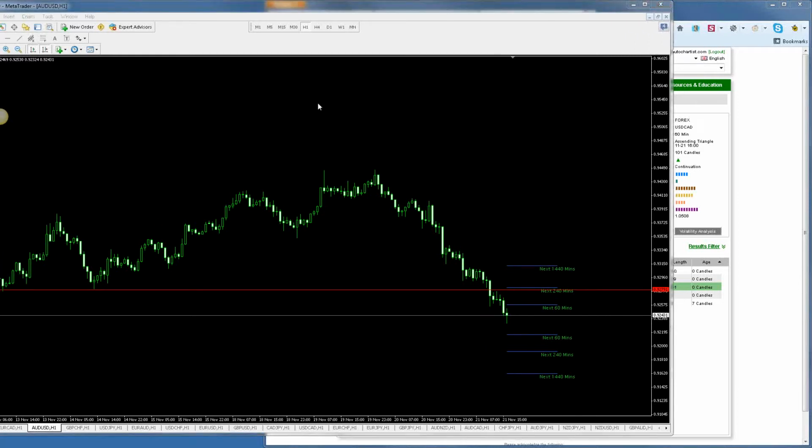sorry, let me just see this, okay. First of all, how do you get this analysis onto your screen? So I opened up this chart, it's the AUD/USD, 1 hour, and you can see the analysis here. On the right hand side you see these lines where it tells you where price is expected to move in the next 60 minutes. It can either move up there or down there, to the next 240 minutes, and down there to the next 1440 minutes, which is the next day.